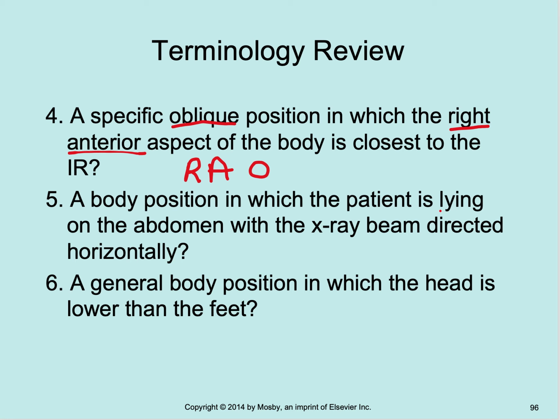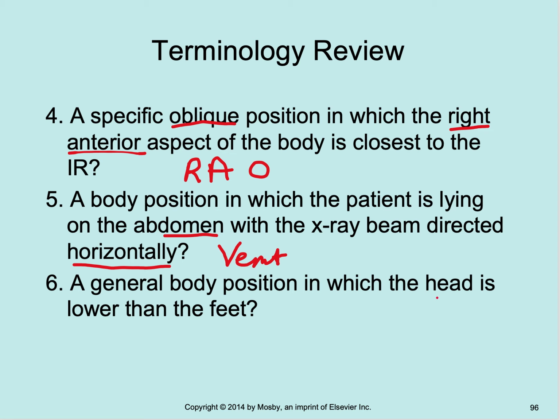A body position in which the patient is lying on the abdomen, right? So on the abdomen, that means that they are prone with the X-ray beam directed horizontally. So horizontally. So if they're laying on their abdomen, is that ventral or is that dorsal? That would be ventral, right? Ventral, and then the X-ray beam is directed horizontally, so that would be a ventral decube.